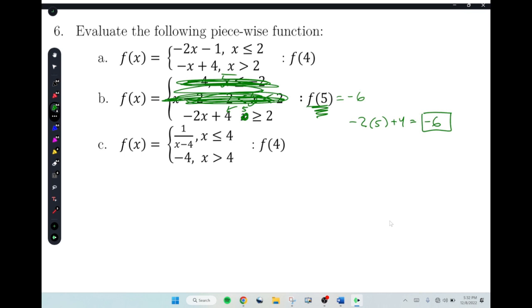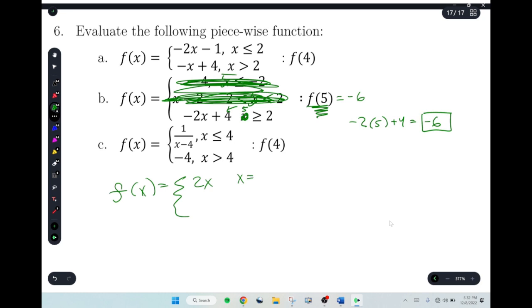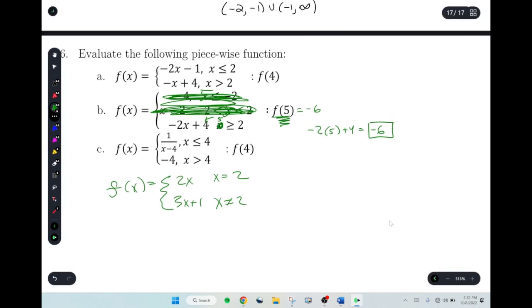Sometimes they even throw an equal sign in there. I've seen them like this before, where they throw in a 2x if x equals 2, and 3x plus 1 if x does not equal 2. So then you really only have two things to worry about: is it 2 or not? That's literally the point 2 comma 4, and then that line. I've seen that before. I just didn't have an example like it, so I figured it's worth saying.